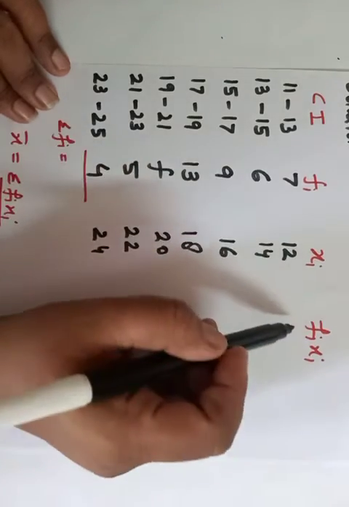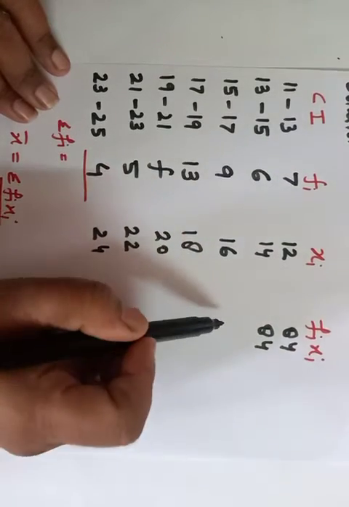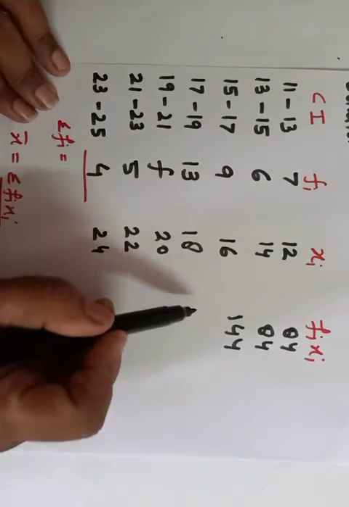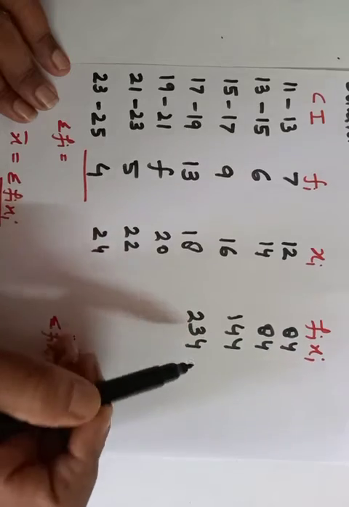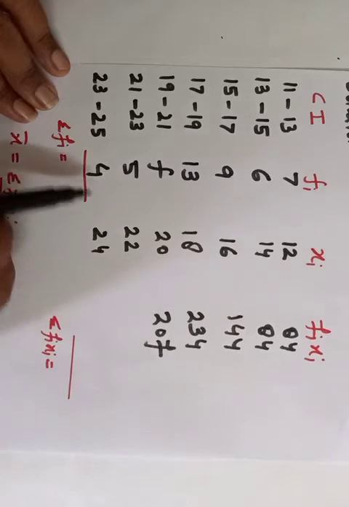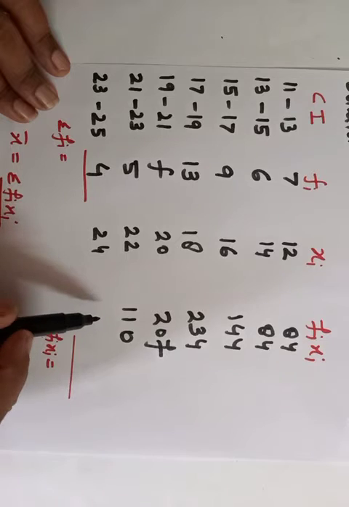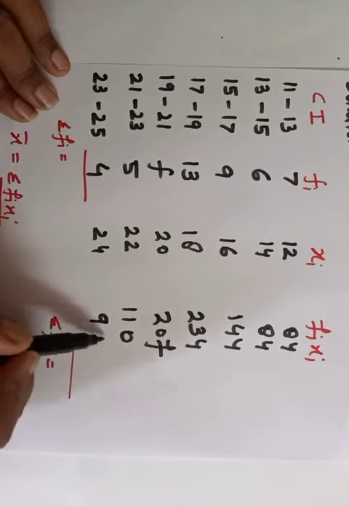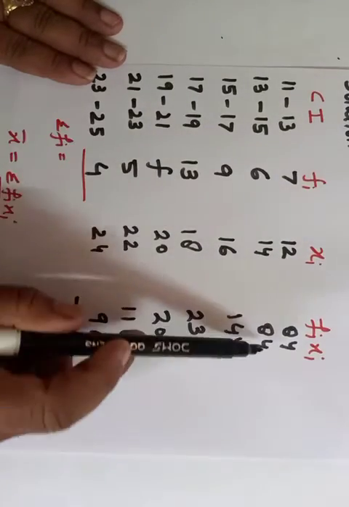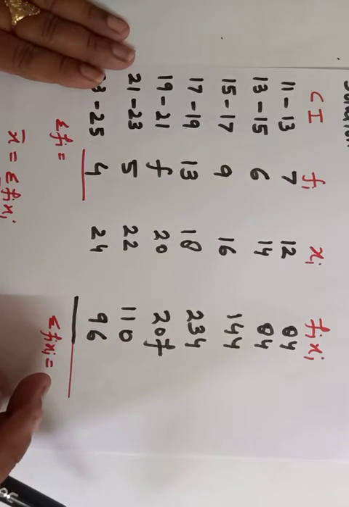7 twelves are 84, 14 sixes are again 84, 16 nines are 144, 13 into 18 is equal to 234. 20 into f will be 20f. 5 into 22 is 110, and 24 fours are 96. Now recheck all the calculations, because the calculation in statistics should be very precise.